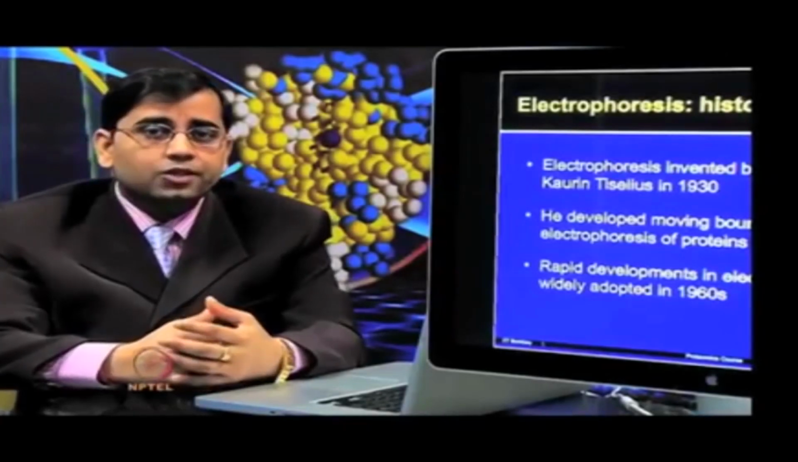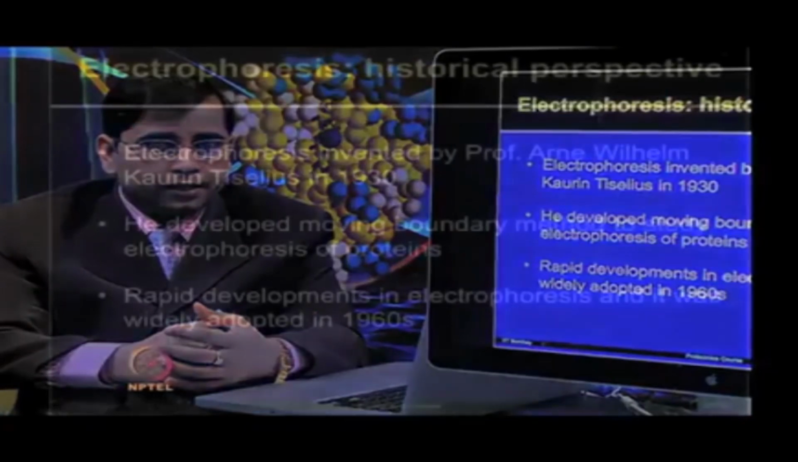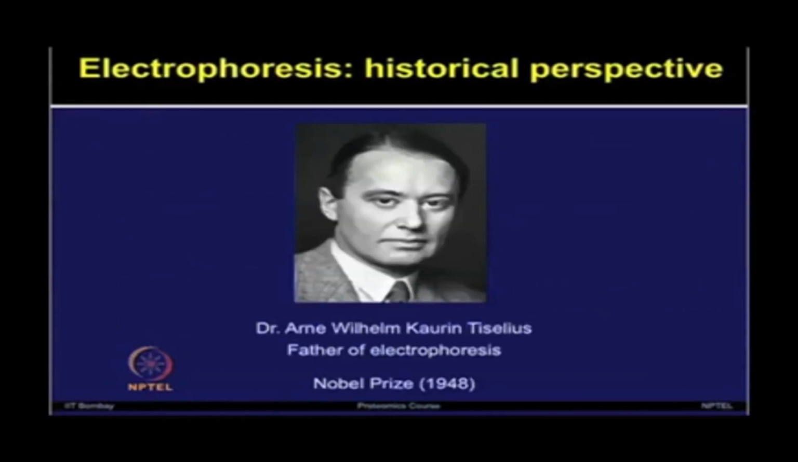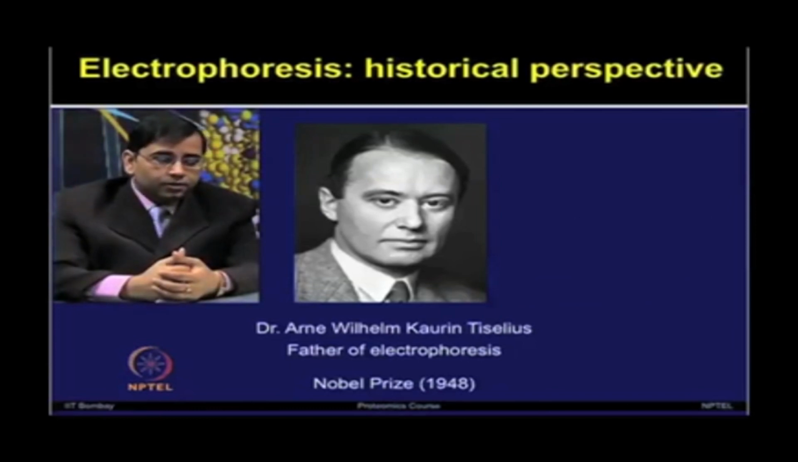Let me give you the historical perspective of electrophoresis. This process was invented by Professor Tiselius in 1930. He developed the moving boundary method to study the electrophoresis of proteins. Since then, a lot of development happened in the field, and during the 1950s and 60s, this process was highly adopted in different laboratories. So here is Dr. Tiselius, who is also known as the father of electrophoresis.